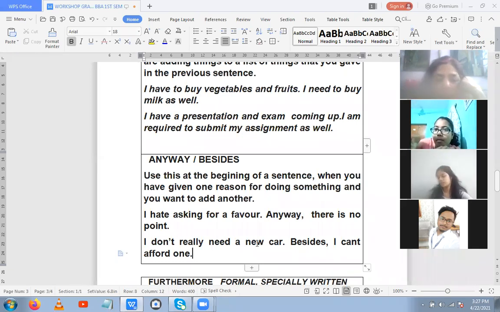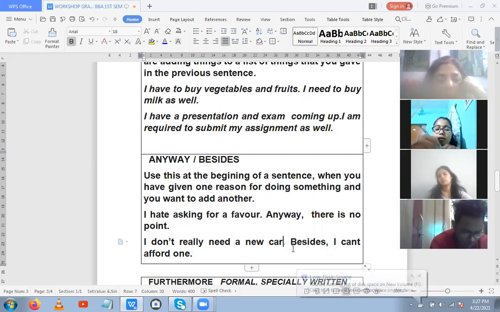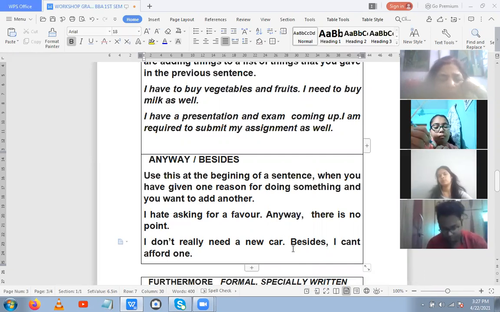So there are two statements. I don't really need a car. You've given one reason, like I don't really need a car, and you're adding on. Besides, I can't afford one. Besides, I'm not much interested because I already have a good bike.